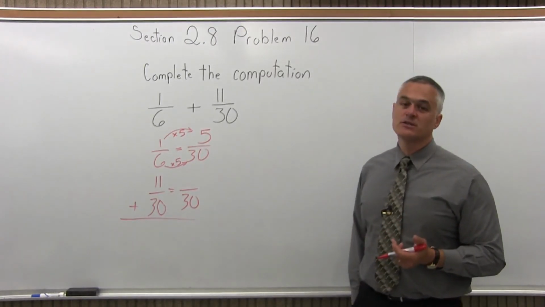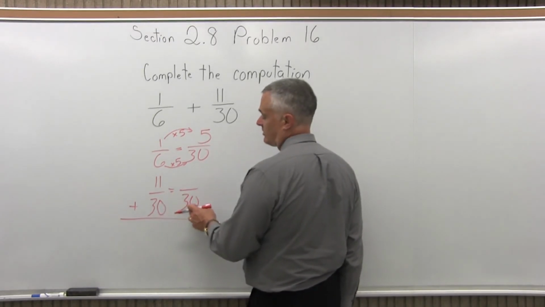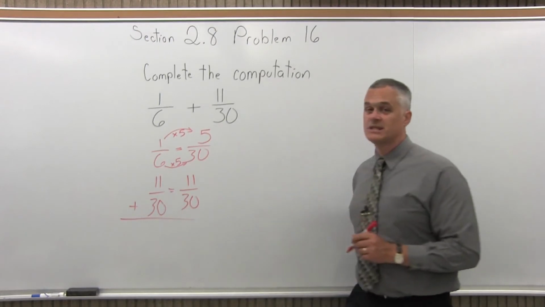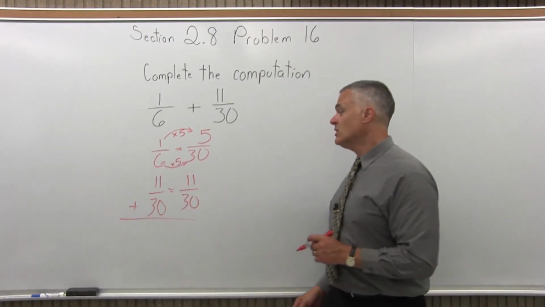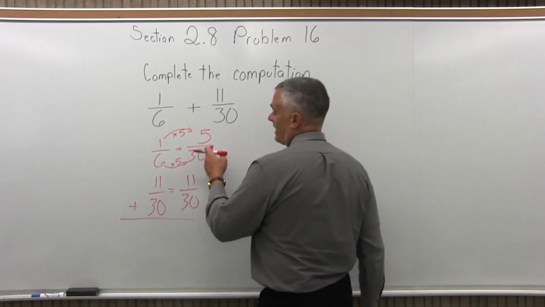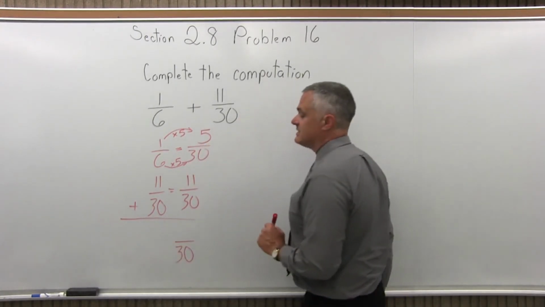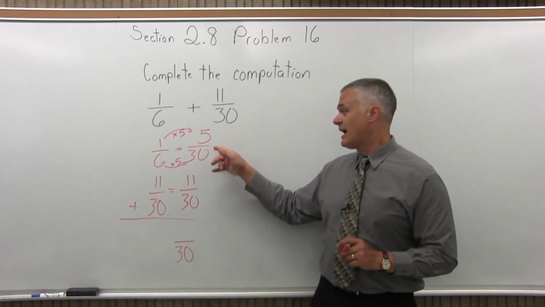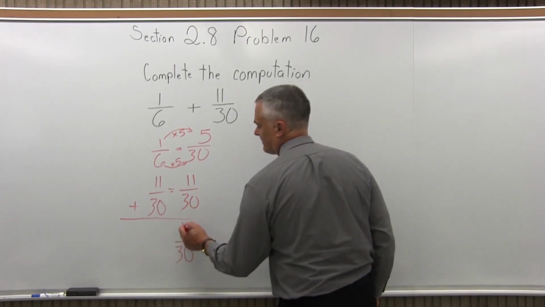Now the lower fraction is a little bit easier. Since the denominator gets to stay the same, it was 30, it stayed 30, then the numerator also stays the same. It was 11, it stays 11. Of course, 11/30 is equivalent to 11/30. So now I have two fractions, both with a denominator of 30, so that stays in my answer. It's an addition, so I'm going to add the numerators. 5 plus 11 more is 16.